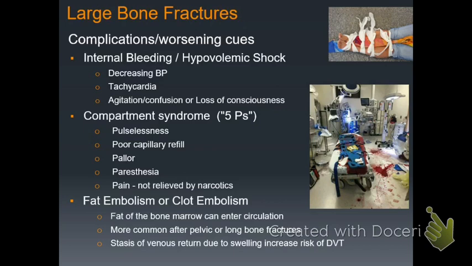So large bone fractures, they get worse faster than smaller bones. If you have a calf injury or a radius injury, your chances of internal bleeding, hypovolemic shock, and compartment syndrome are smaller, but they're still there. Larger bones, pelvis, femurs, have a much higher risk of internal bleeding, hypovolemic shock, and compartment syndrome. Also, the femur and the upper leg bones are our biggest bone marrow factories. If a femur is broken, fat from the bone marrow can cause a fat embolus. So we're very concerned after femur and pelvic fractures about fat emboli and clot emboli, so we want to do DVT prophylaxis as well. Our biggest side effects from these large bone fractures, and even small bone fractures to a smaller extent, are bleeding, neurovascular compromise, and embolisms. Make sense?